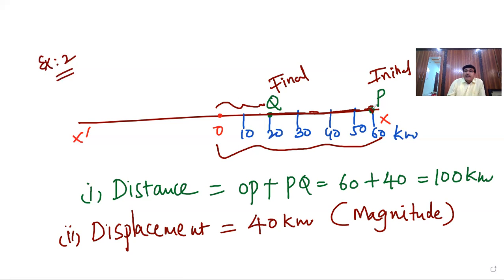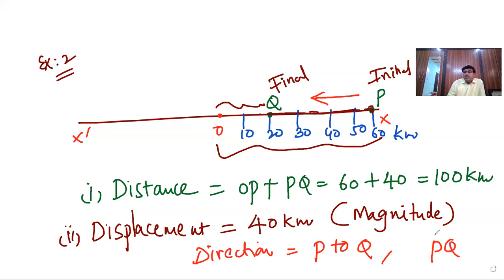Direction we said from the initial position to final. Direction is like this. Direction is initial to final, that is P to Q. Means, what is this displacement vector? Displacement vector is P to Q, PQ bar. Direction is from P to Q. Initial to final. Is it clear?